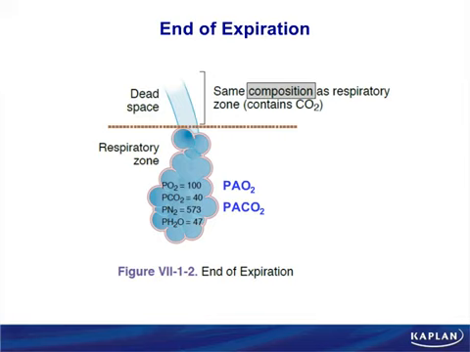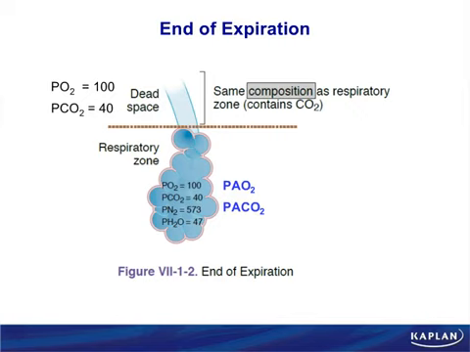Notice that the dead space here is going to have the same composition as what's in the alveoli or the respiratory zone. Then if we think about it, hopefully it makes good sense. When you make an expiratory effort, you blow air out, that anatomic dead space is going to be filled with the source. And the source here is the alveoli. So in this example, the anatomic dead space will have a PO2 of 100 and a PCO2 of about 40.